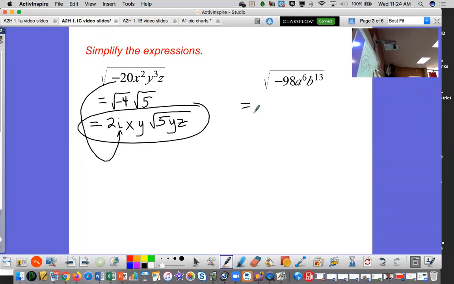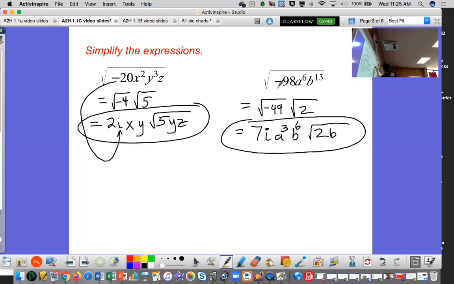Over here, the square root of -98, and we might choose to use the factor tree method if we can't think of a square that goes into it. This would be -49 and 2. So this -49 is 7i. Leave some room for my variables. The 2 goes back in. I'm going to divide out my pairs so I can take out a cubed. 6 divided by 2 is 3. No leftover a's. 13 divided by 2 is 6 with 1 left over, so 1b left over in. There would be your final answer. So don't forget that negative sign.